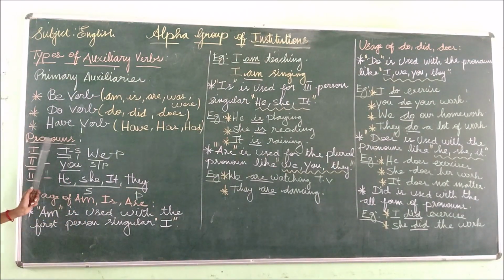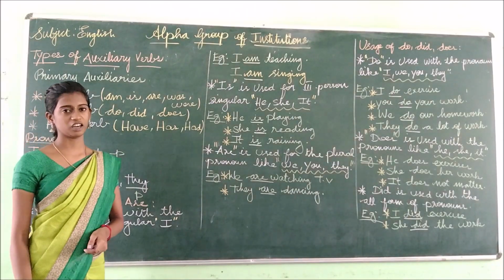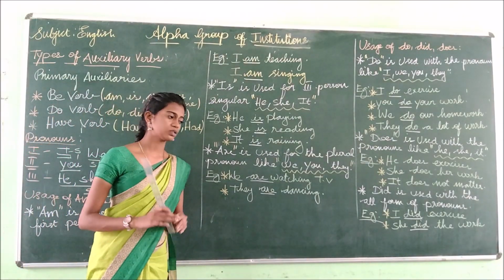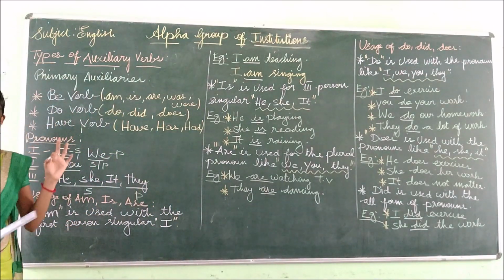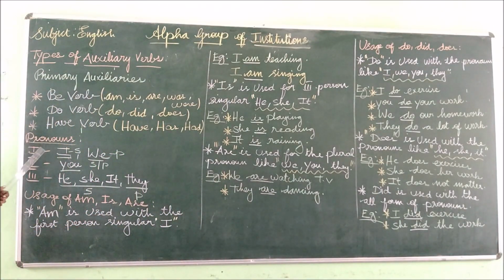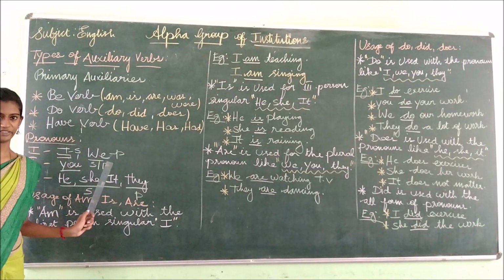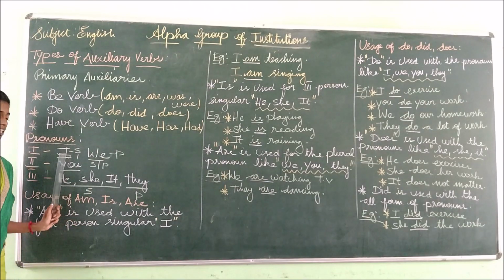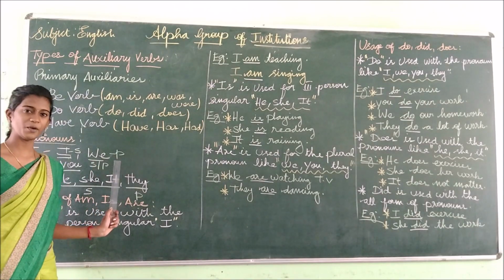Next we are going to see about the pronouns. Before seeing the usage of these verbs, let us see the pronouns, so it will be very easy for you. There are three persons: first person, second person, and third person. In first person there come I and we. I is singular and we is plural.